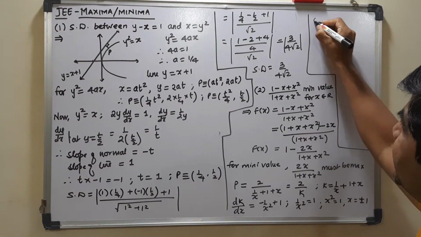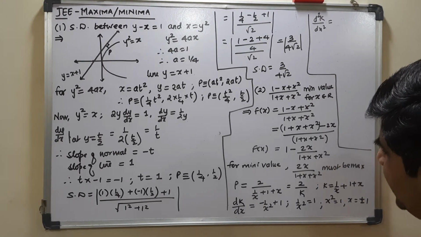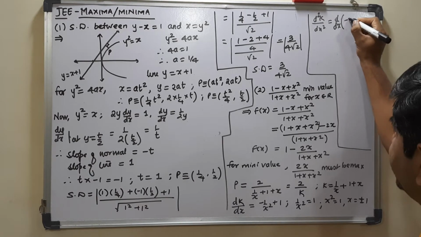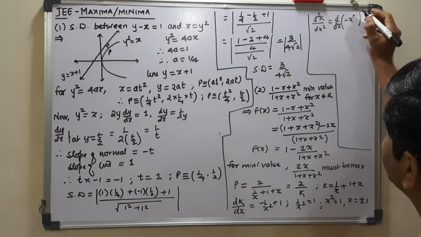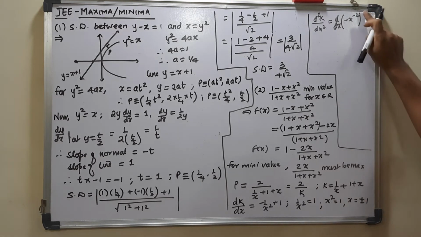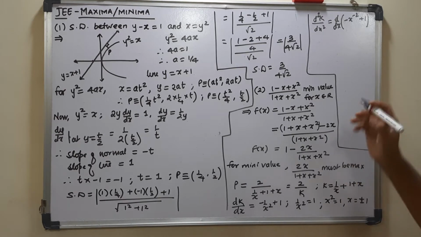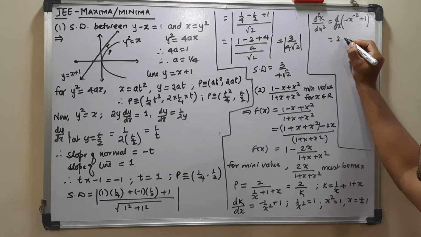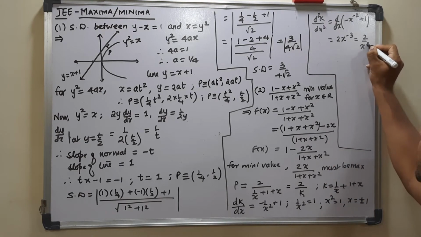Okay, so I get d square k by dx square. Obviously it will be d by dx of minus x raised to minus 2, and plus 1. I am not writing the 1 only because its derivative is going to become 0. So here the derivative will become minus and minus, which obviously makes it plus. So this will become 2x raised to minus 3, or 2 by x cube.